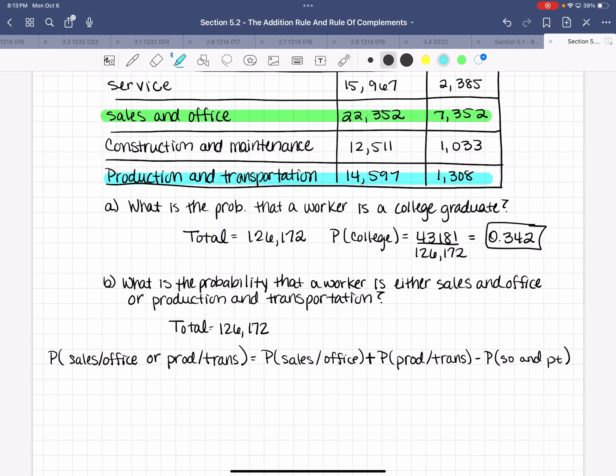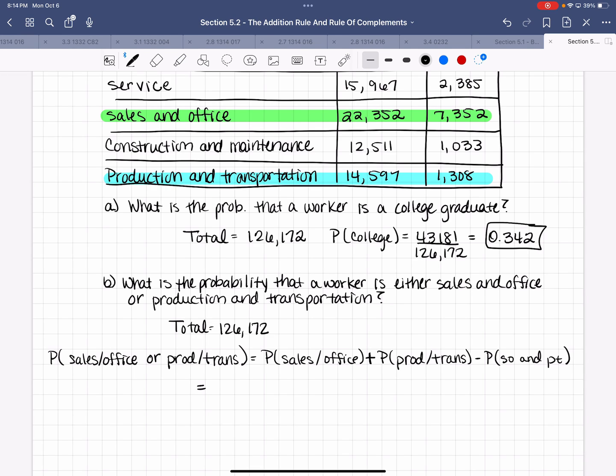Okay? So these two categories are mutually exclusive. You can't be in both. The way this table is set up, the way the poll was designed, the survey was designed, you can't be in sales and office and be in production and transportation. However, technically you could be, theoretically. But none of these people are in both. That's not the way that chart was set up. But if we followed the general addition rule, that's what we were supposed to do. But see, there weren't any crossovers. There's nobody that's going to be listed twice. So that's just going to be 0 in the end. But we'll fix that. Okay.